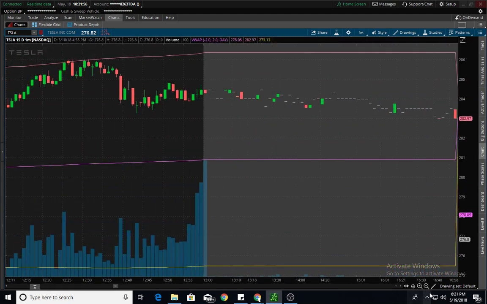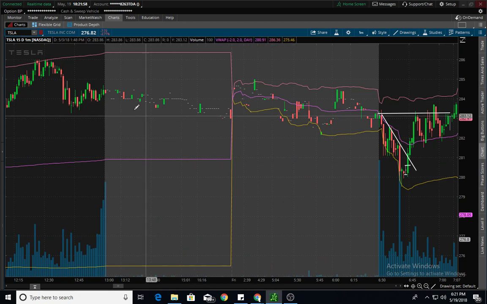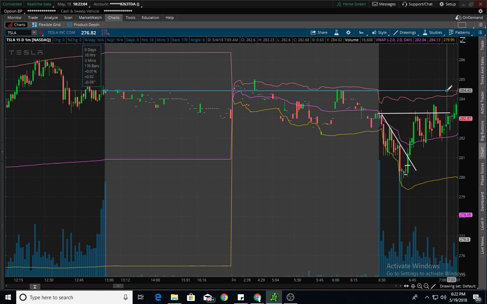Now let me see where it closed. Usually where it closes, even the day before, acts like resistance. So let's just see if that was the case this time.